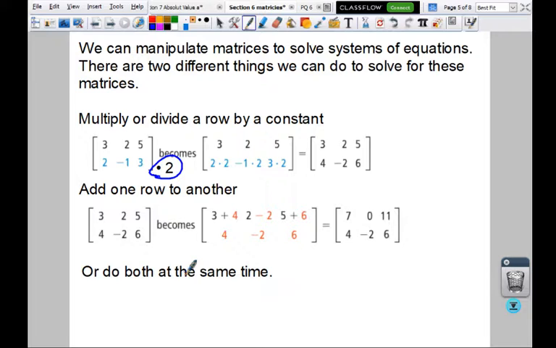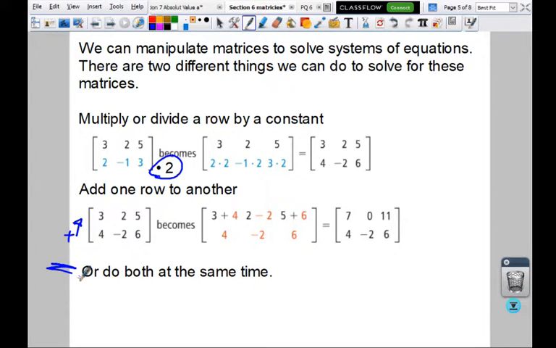I can also add a row to another row. So, for example, if I have this matrix C right here, I can add the bottom row to the top row. So I can add it up, and only my top row will change. So I can go 3 plus 4 is 7. 2 plus negative 2 is 0. 5 plus 6 is 11. So I took the bottom row and I added it to the top row. That's fine, we can do that. And only the top row changes. Or I can also do both at the same time, which is what we're going to do the most.